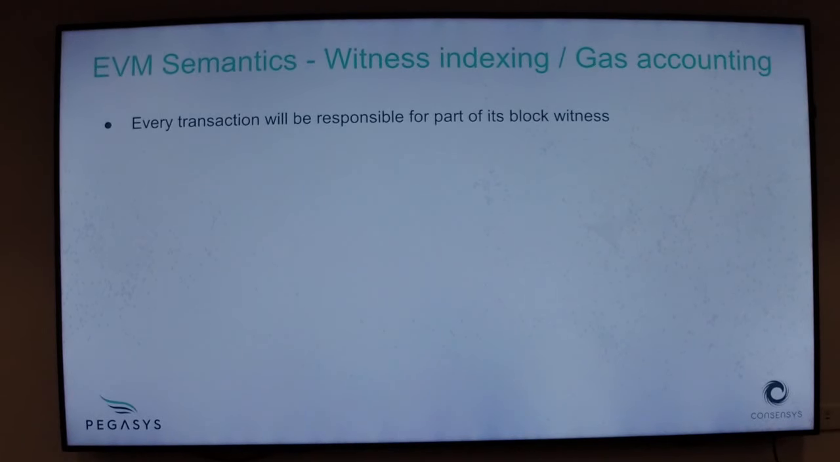And with this indexing and gas accounting, every transaction will be responsible for part of its block witness. I wonder if some of the things, though, Peter, is to do with the gas costs that need to be charged. There'll be a lot of gas costs involved in things like storing state, providing state. There are all these changes that are going to come along, and I think maybe what they're trying to do is that people can't infer some of those gas costs. I think that's the relevance of it to this, because a lot of the changes really do affect gas. Okay.